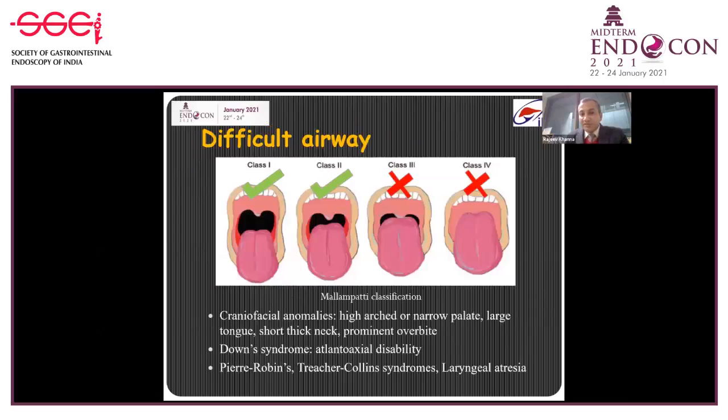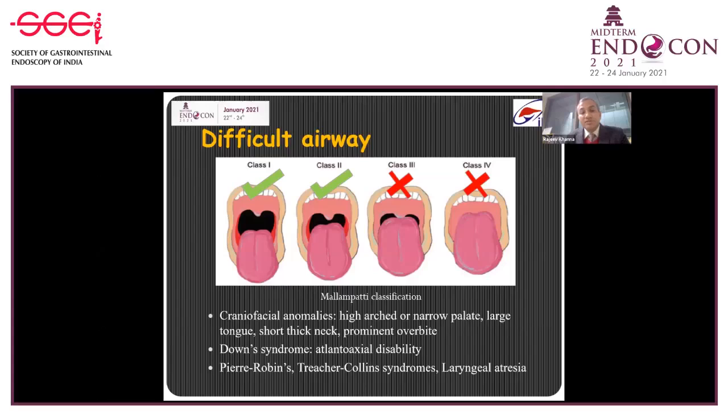Now coming to the airway, it is assessed as per the Mallampati classification, but it is not validated in the pediatric age group. As per this classification, the class 3 and class 4 airways, where the uvula is either touching or the uvula is not visible, these are the candidates at high risk for difficult intubation.